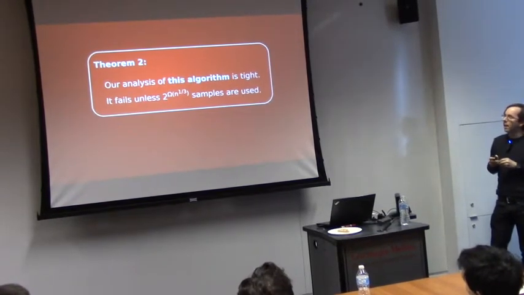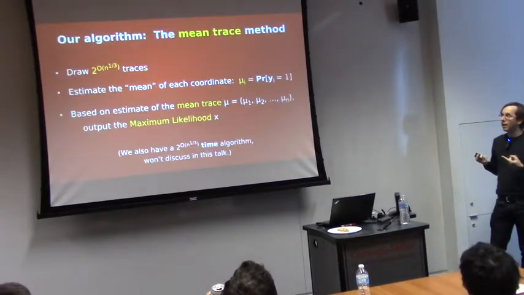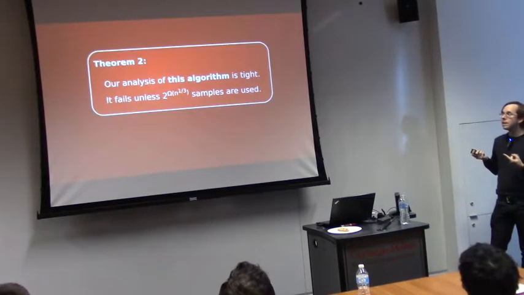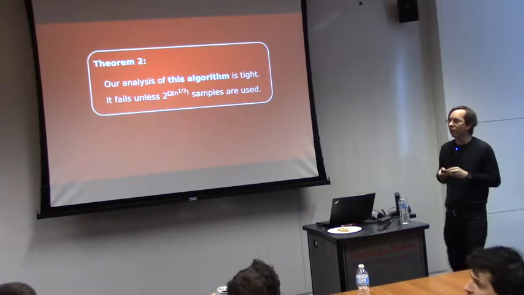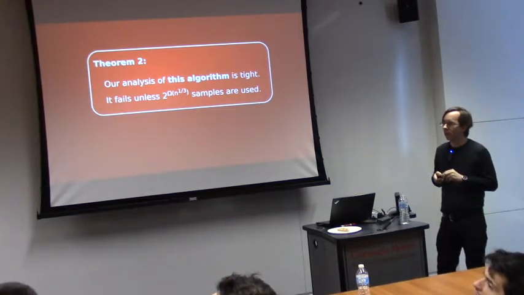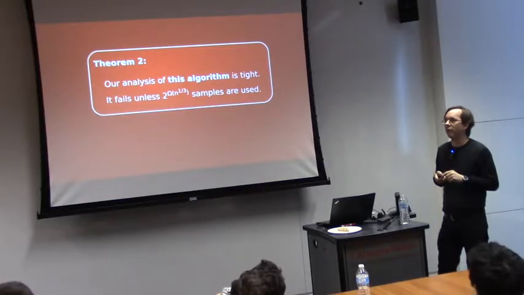Our second theorem is that our analysis of our own algorithm is tight, in the sense that if you just do this, you need n to the 1/3 samples. Yes? Are you distinguishing traces when there's an ending 0 versus there's no ending 0? Like if the 0 at the end is erased, is this algorithm the same? Yeah, I guess so.